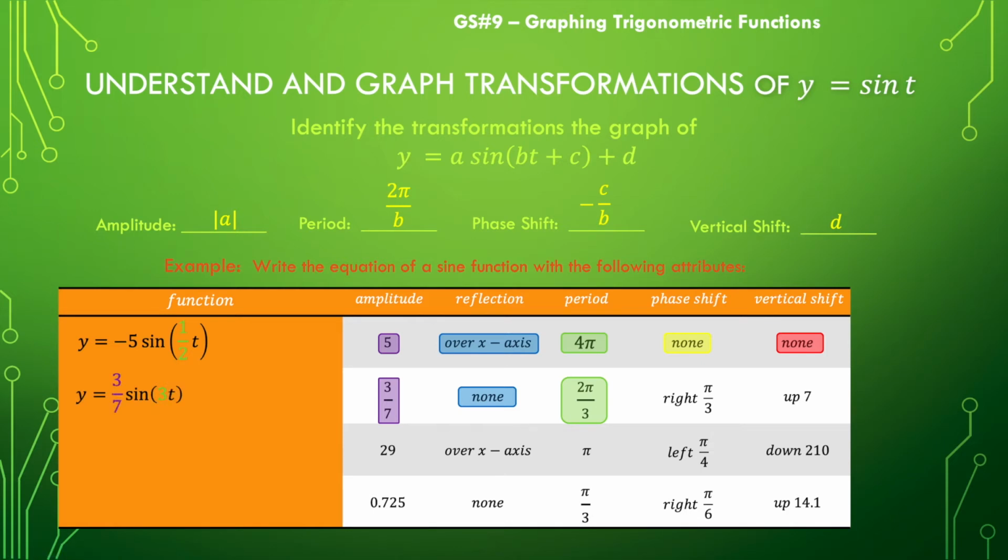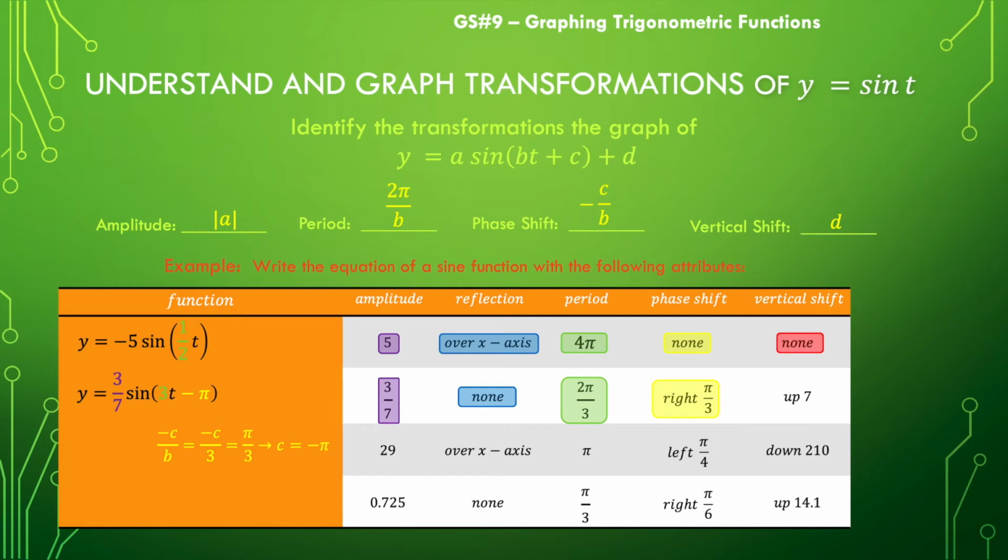Now I have a phase shift of right pi over 3. And I know that my phase shift is found by negative c over b. I know my b value to be 3. So I can actually solve for c by saying negative c over b is equal to negative c over 3. And I know that my phase shift is pi over 3. So now I'm going to use this to find out what c is. Negative c is actually equal to pi, which means c is equal to negative pi. So I can go ahead and add that into my function.